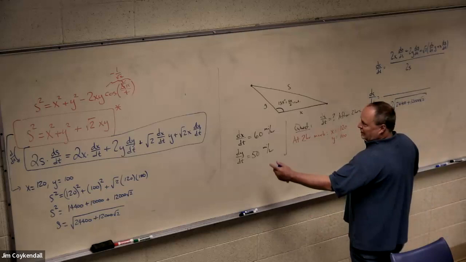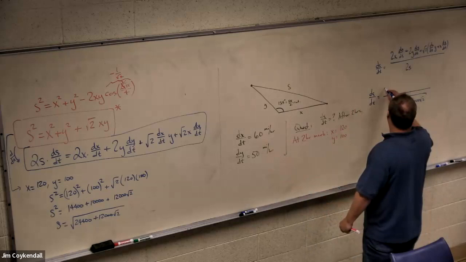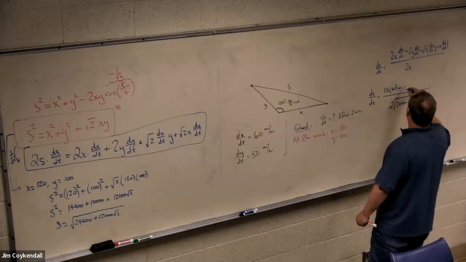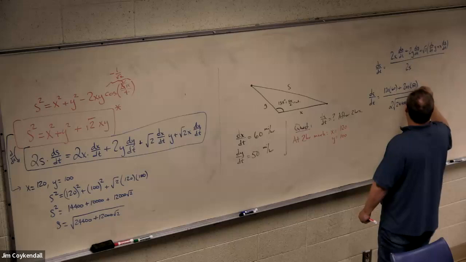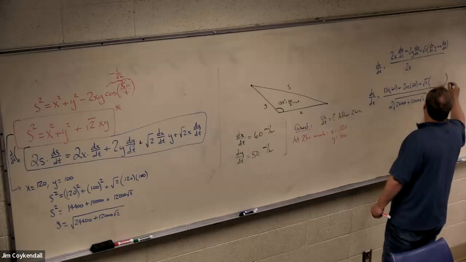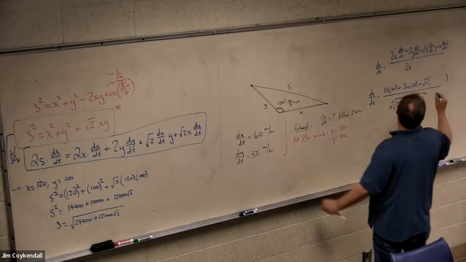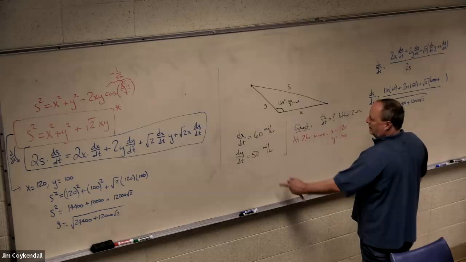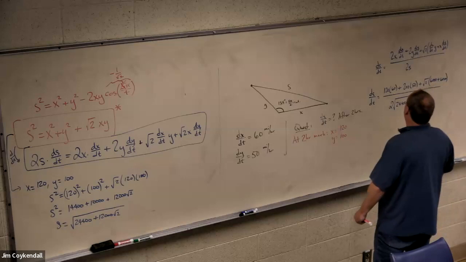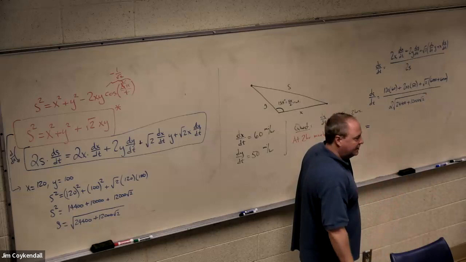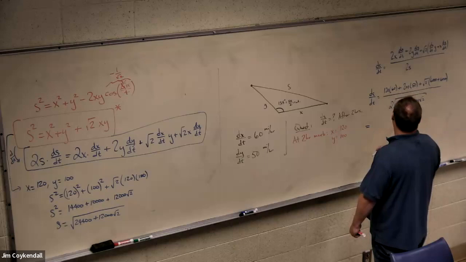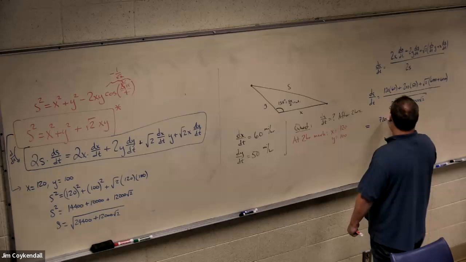And on the top, I get 2 times x, which is 120, times x prime, which is 60. And I get 2 times 100 times 50, plus radical 2. The x prime times y is 60 times 100. And x y prime, that's going to be 120 times 50, which is also 6,000. So this is actually done here. But just for your interest, that's 7,200, and plus 10,000.